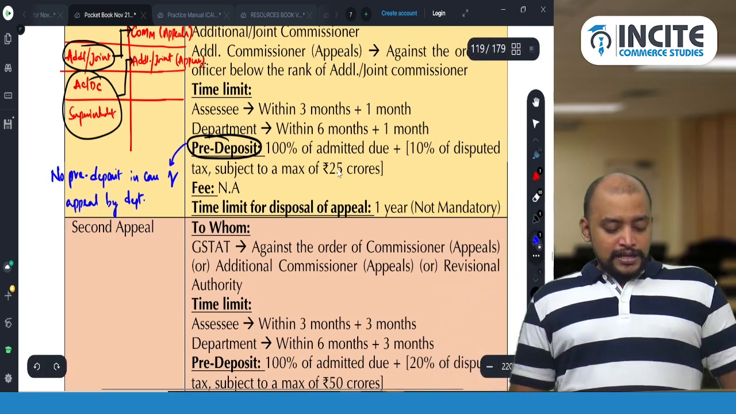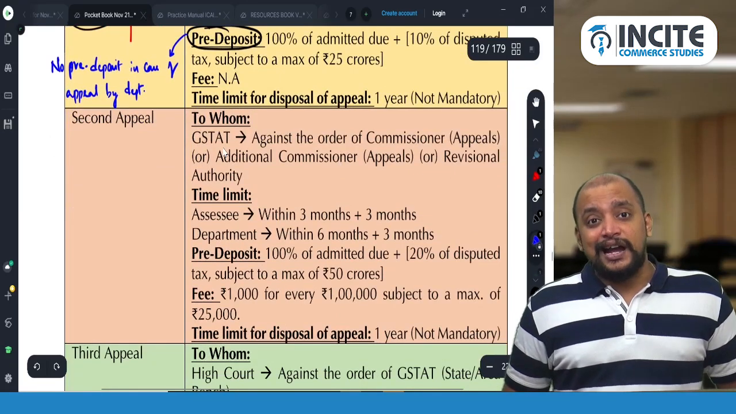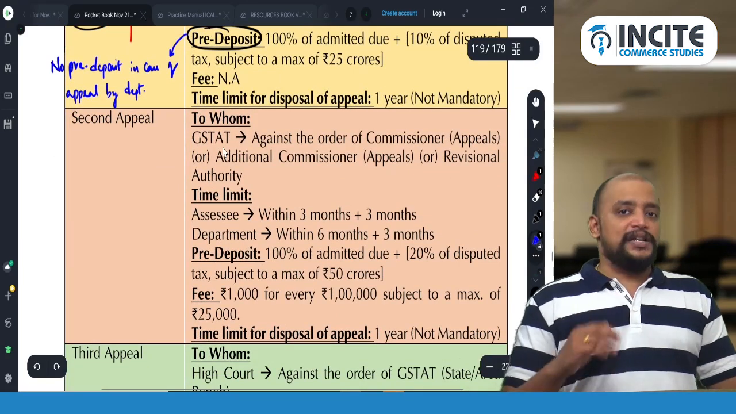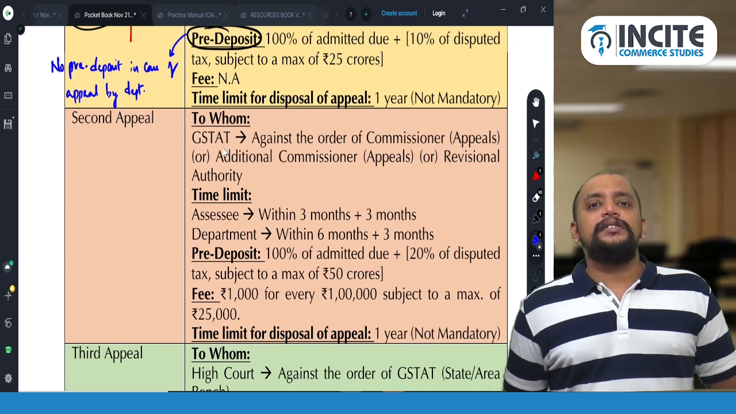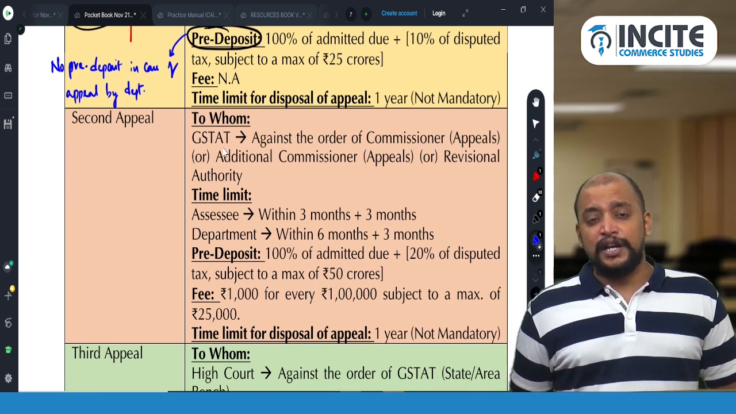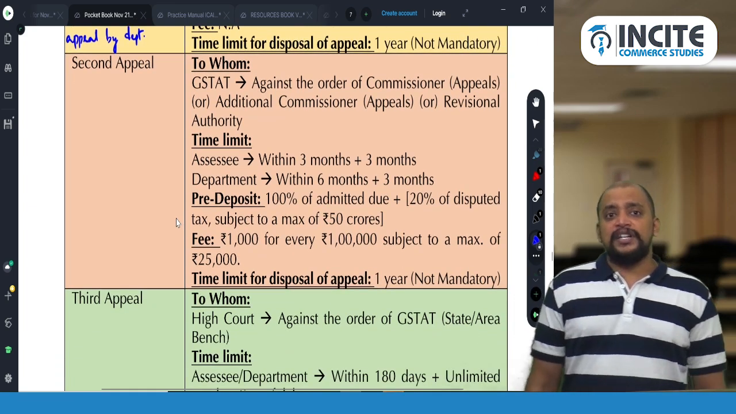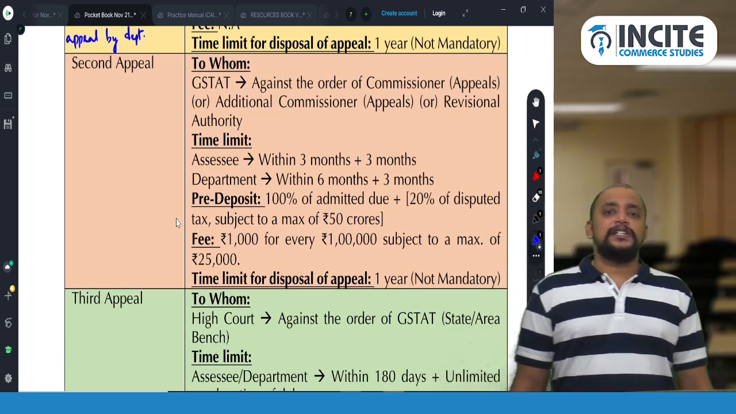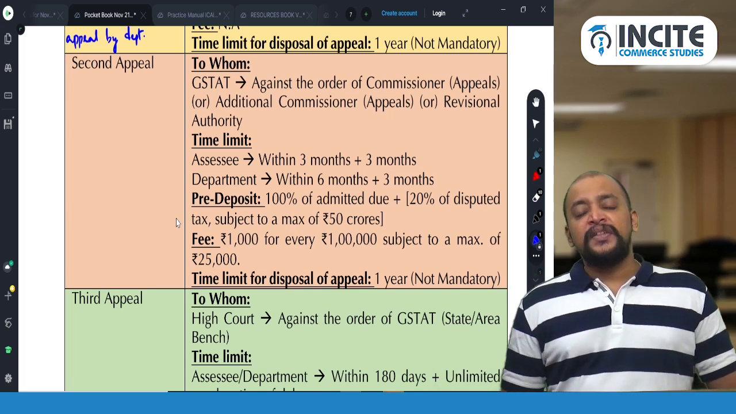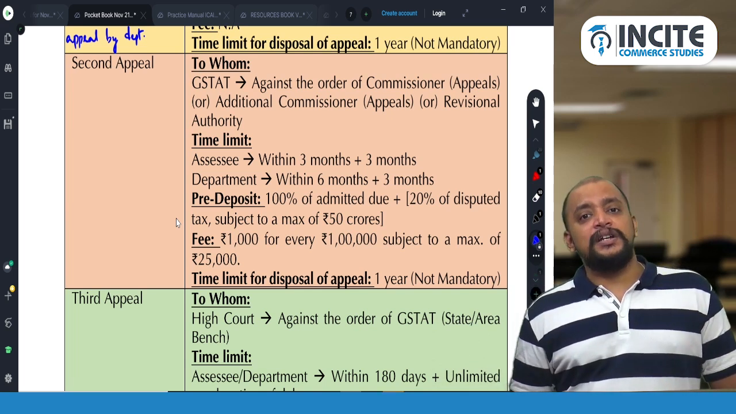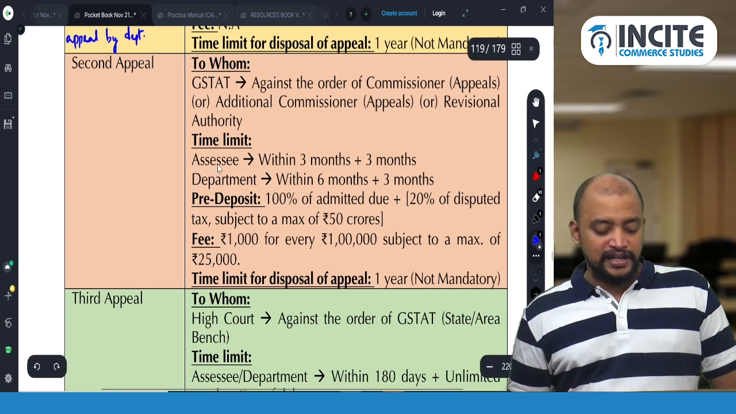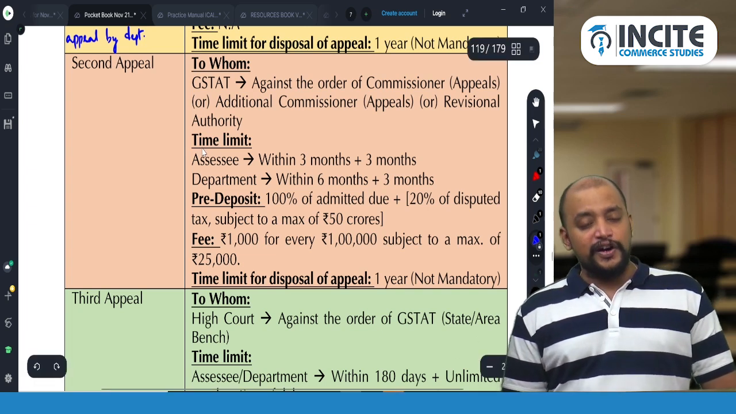Okay. Then second appeal is with GSTAT against whose order? Against the commissioner appeals or additional commissioner appeals, we can go to GSTAT. What is the time limit? 3 months plus 3 months. For department it is 6 months plus 3 months. Okay. For assessee 3 months plus 3 months, and for department it is 6 months plus 3 months. So this is the time limit for appeal.